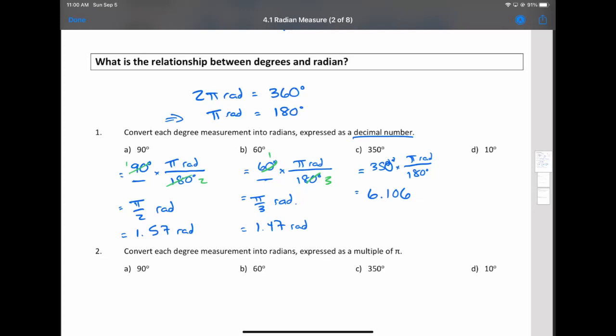And let's do the last one. 180 degrees on the bottom, pi radians on the top. Again, just punching into my calculator, 10 times 3.14 divided by 180, and I get 0.174-ish. By the way, if you add up these two numbers, you should get 2 pi, just because 350 degrees plus 10 degrees is a full circle, 360.